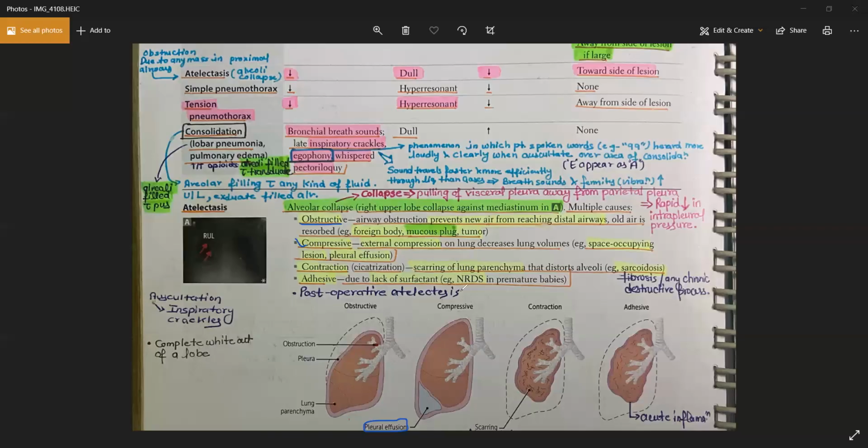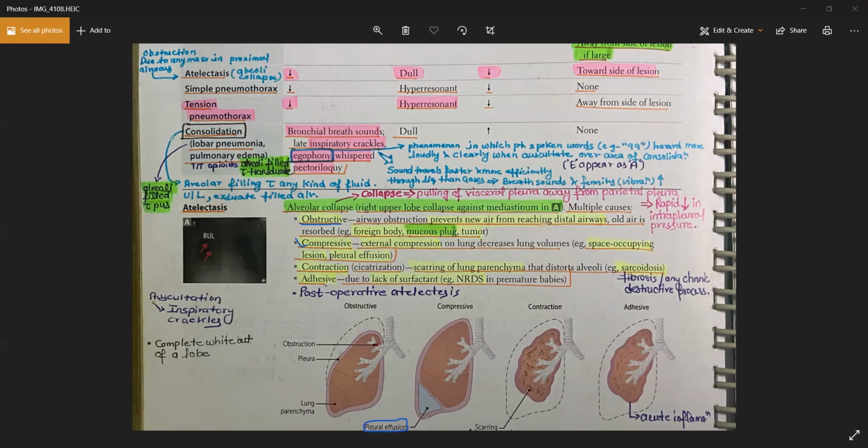Right. So NRDS in the babies, and loss of surfactant, for example. This loss of surfactant can happen in the babies, NRDS, and can happen in the adults in case of ARDS. So these are the causes. Adhesive type. Post-operative atelectasis can also happen. It generally happens, as the name suggests, whenever a patient undergoes any kind of surgery. Shortly after the surgery, they develop this respiratory distress, they develop the atelectasis. We will call it a post-operative atelectasis.